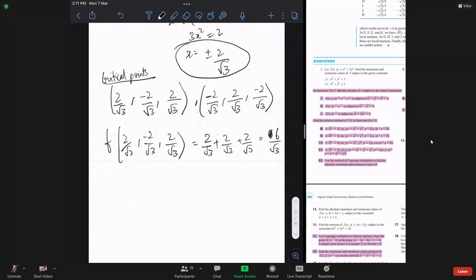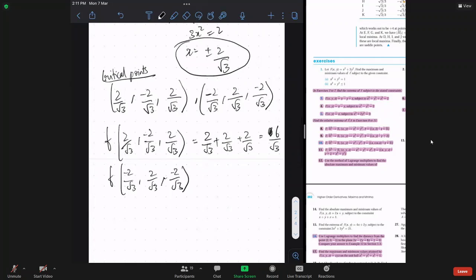So then the other one that I have is my function f at minus 2 by root 3, 2 by root 3, and then minus 2 by root 3. So I'm going to get this, which can be simplified as well, as minus 2 by root 3 minus 2 by root 3 minus 2 by root 3, which is basically minus 6 by root 3.